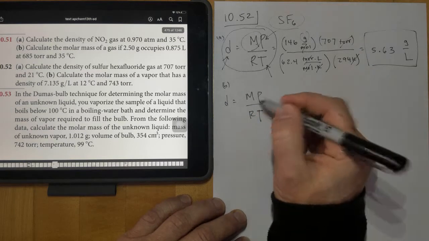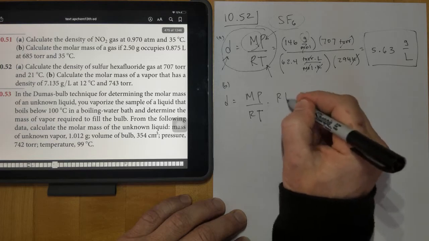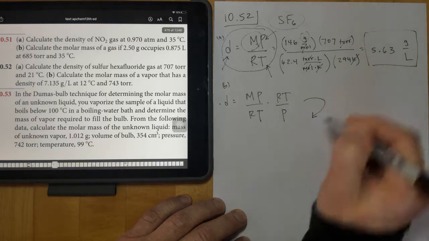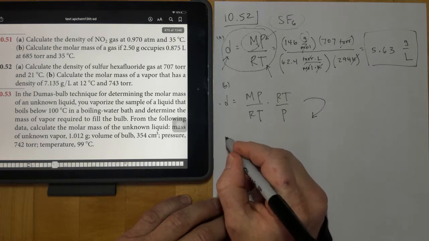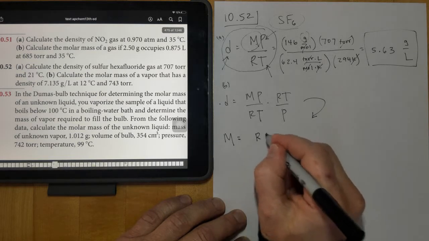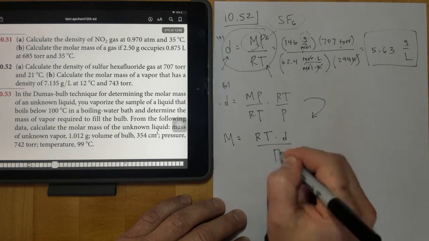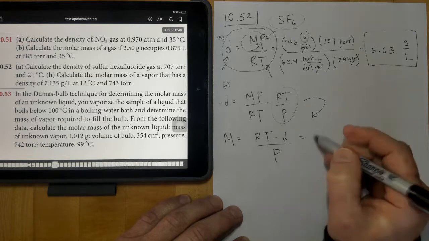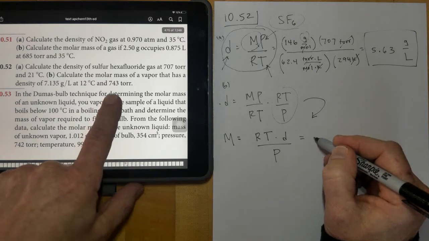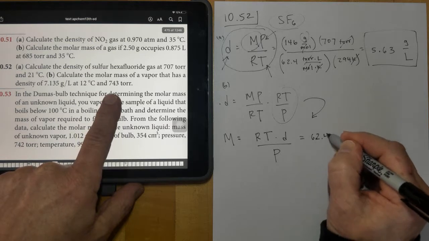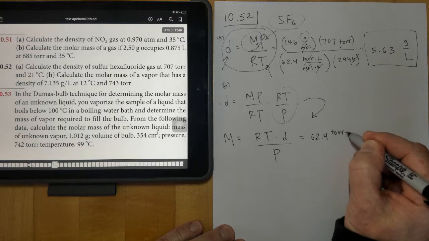We want to get M alone, so let's multiply both sides of the equation by RT over P. Then we end up with our molar mass equal to R times T times density divided by P, because remember, whatever you do to one side, you have to do to the other side. And then R, since the pressure is in torr, would be 62.4, and that would be torr times liter per mole times Kelvin.